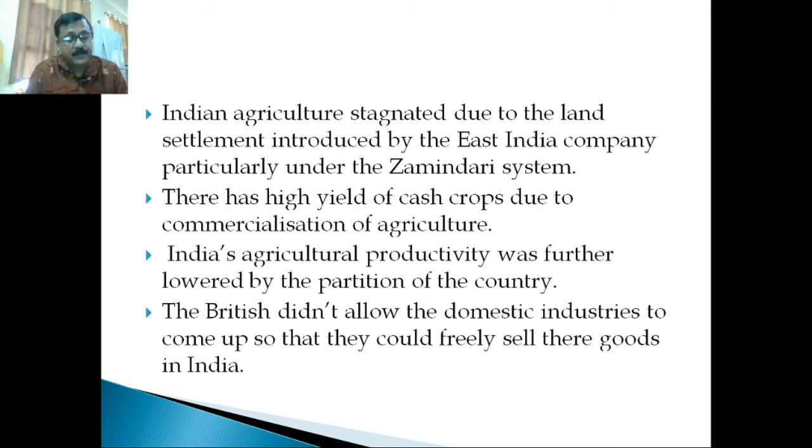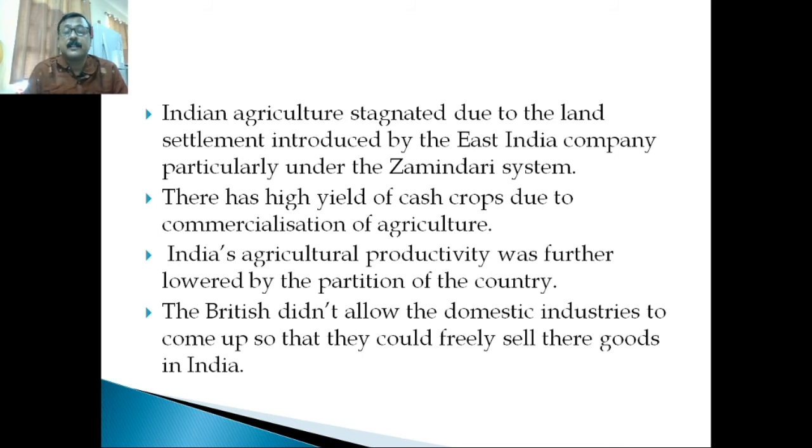This was one of the main reasons why people were very poor, because the British compelled the farmers to produce commercial crops, and these commercial crops were bought from the farmers at very low prices. So that is why the farmers could not invest in the improvement of agriculture.